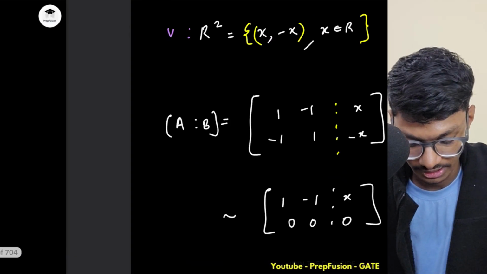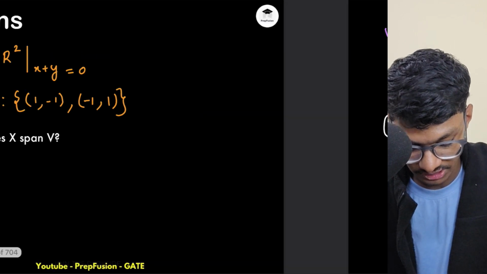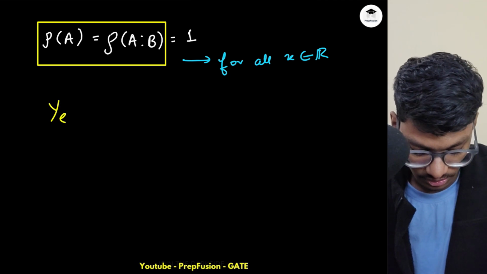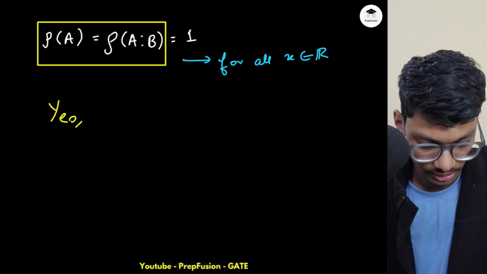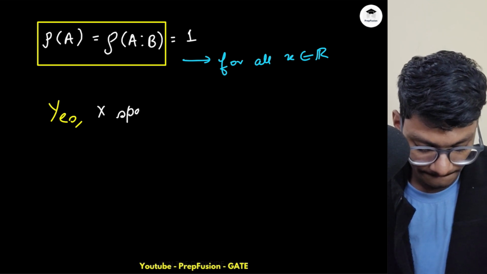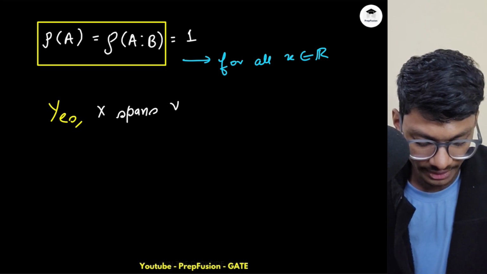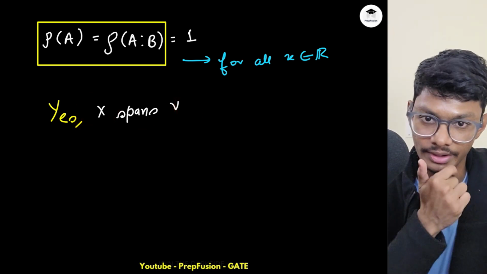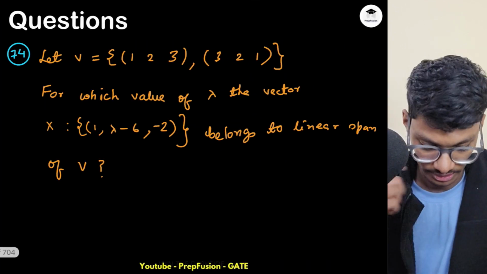It is asked, does X span V? Yes, X spans V. What does this mean? This means that with a linear combination of X, I will be able to write V. Okay, so let's go to the next question.